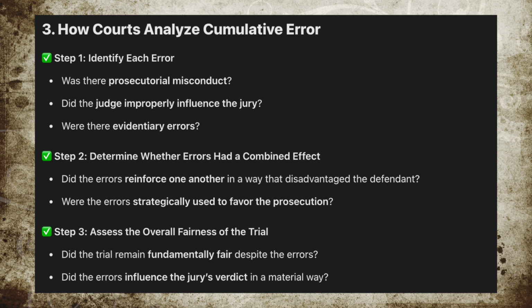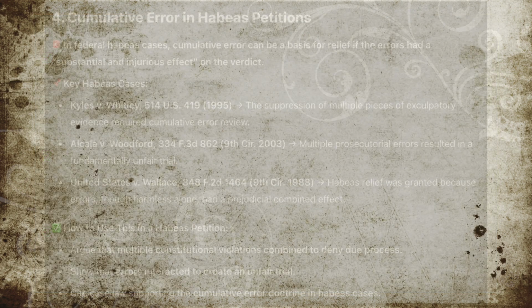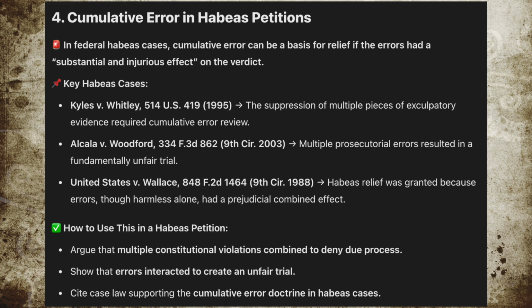Did the trial remain fundamentally fair despite the errors? Did the errors influence the jury's verdict in a material way? In federal habeas cases, cumulative error can be a basis for relief if the errors had a substantial and injurious effect on the verdict. The key habeas cases that support this would be Kyles v.